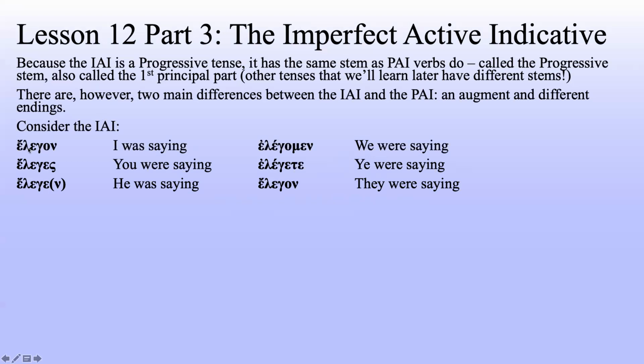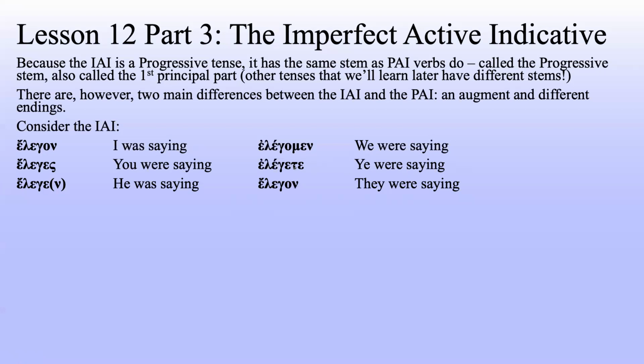Now you'll notice we have the stem leg in the middle. That's from lego. That means to say. We found the stem of lego by taking off the omega. We were left with the leg. That's the exact same. Nothing has changed there. But now we've got different endings. We have on, es, e, omen, ete, on.